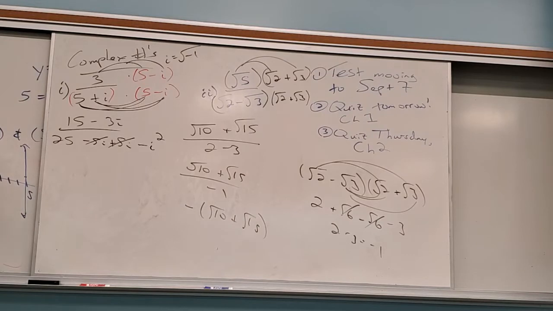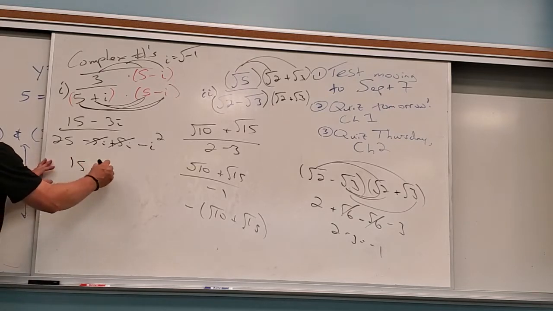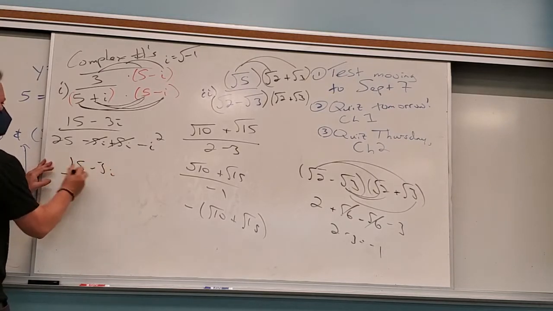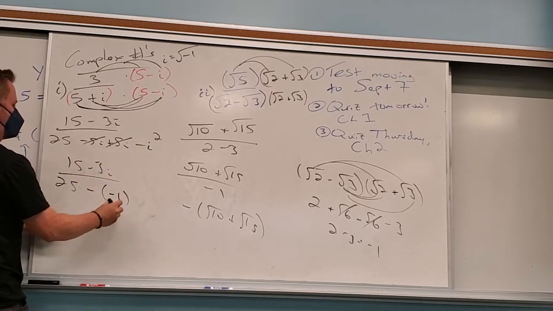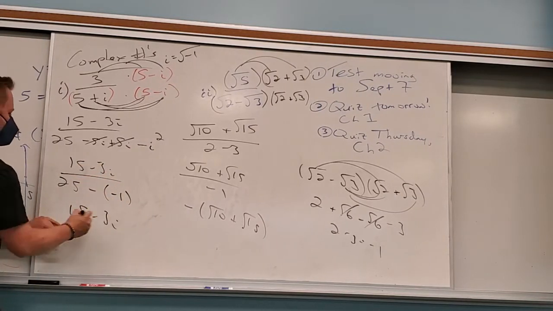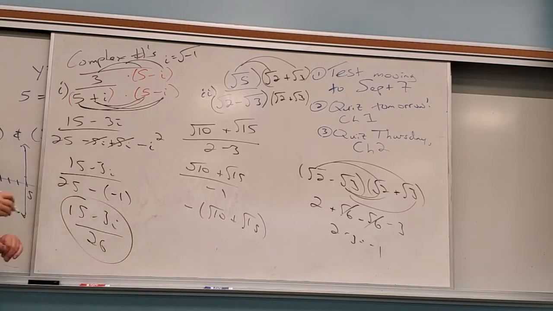Well, we can do better than that. What is i squared? Negative 1. It's the only thing that you square and it comes out negative still. Complex numbers, when I square them, they can actually come out negative. That is the property we're not used to. So then I get 15 minus 3i, okay, over 25 minus negative 1. So I get 15 minus 3i over 26. Bam! Crazy stuff.